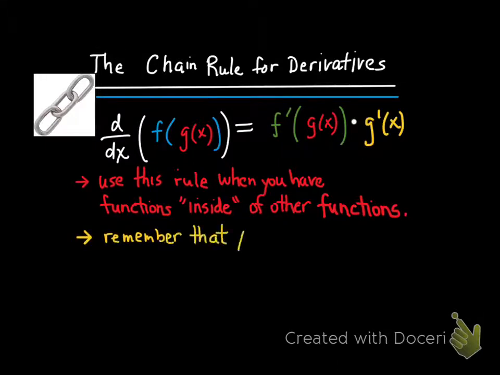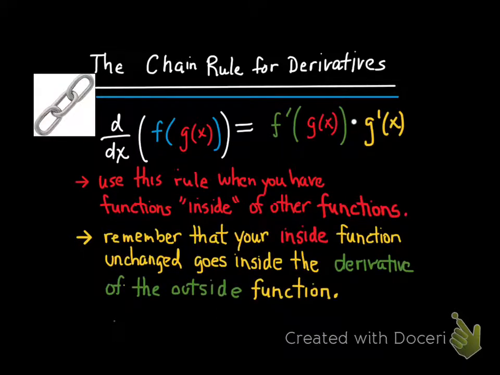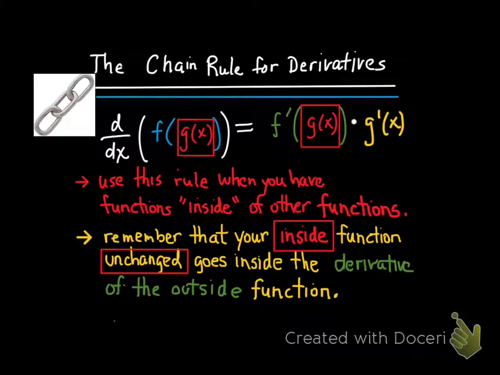The point of emphasis here, remember that your inside function, unchanged, goes inside the derivative of the outside function. The inside function goes unchanged in this process until the very end when you take the derivative of that inside function, what you're seeing here in yellow. Okay? So you'll get in a groove here and understand what's going on. We've got 4 examples coming. They kind of go from easy to more difficult, but nothing too crazy.